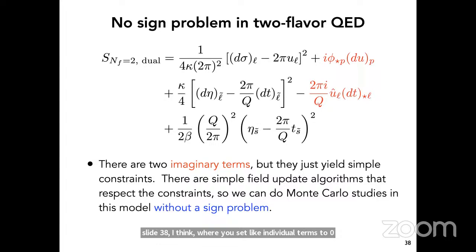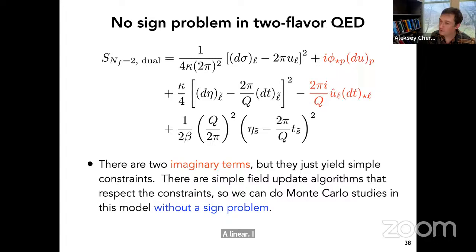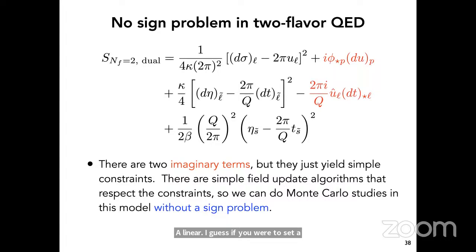On slide 38, I think, where you set individual terms to zero. Bear with me, I'm going to get there. So do you get something different if you instead set the linear combination of those two terms to zero, and then doesn't that constrain something different? A linear combination to zero. So I guess if you were to set a different linear combination of them to zero. I'm not sure if I understand it correctly, but here you're setting each red term equal to zero separately, right?